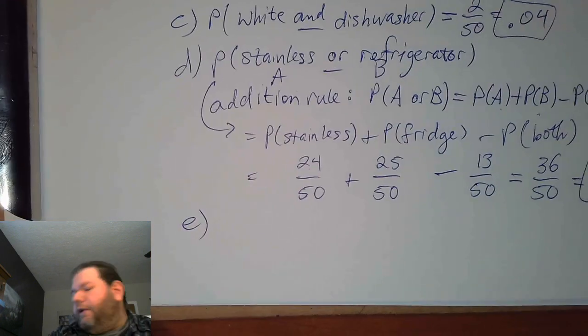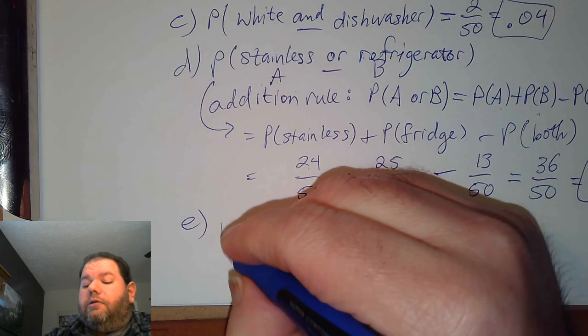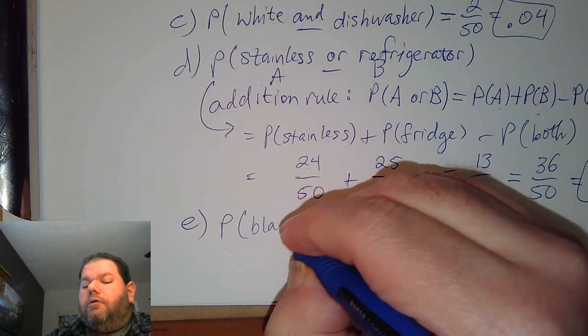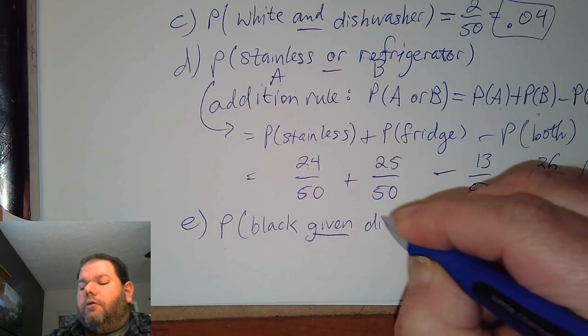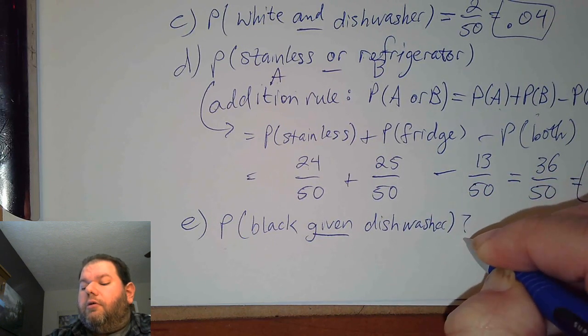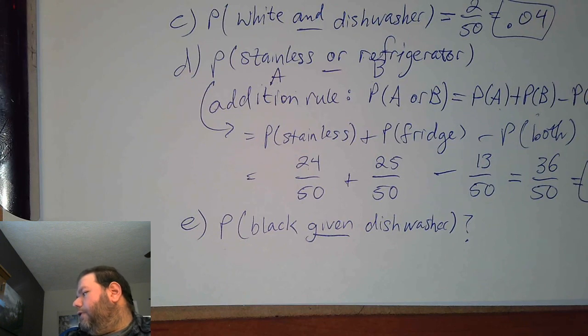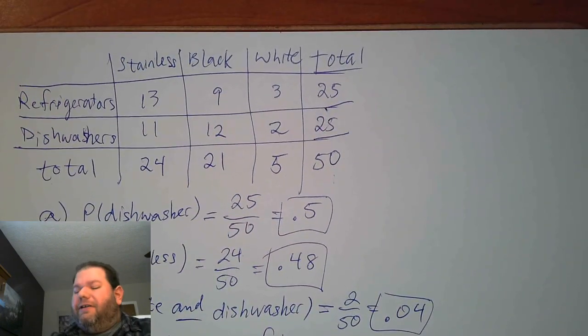And I don't know if I have room for E, but we'll try. What is the probability that an appliance selected at random is black, given that it's a dishwasher? Okay. Now, let me actually use a space up here.